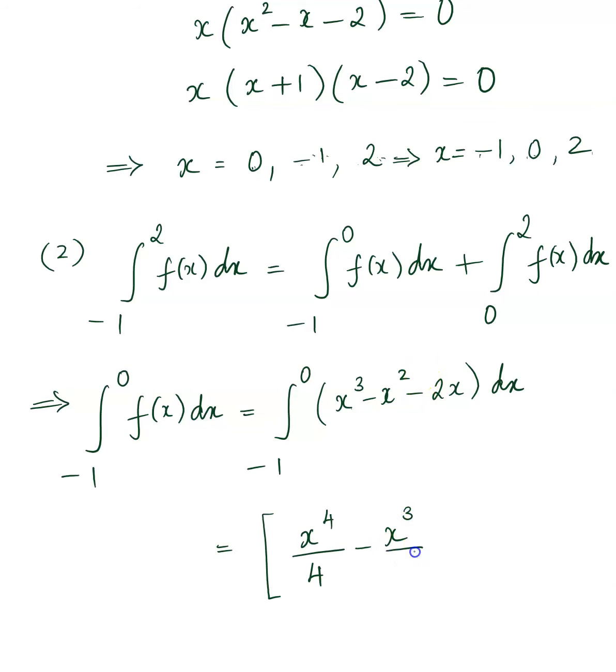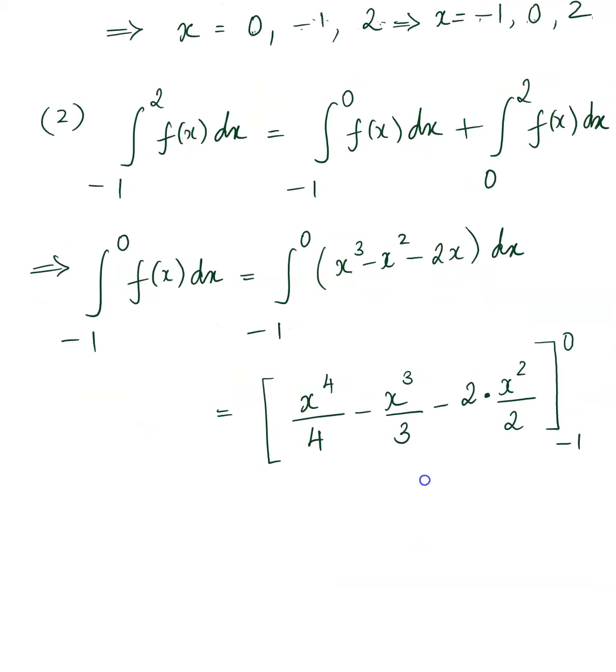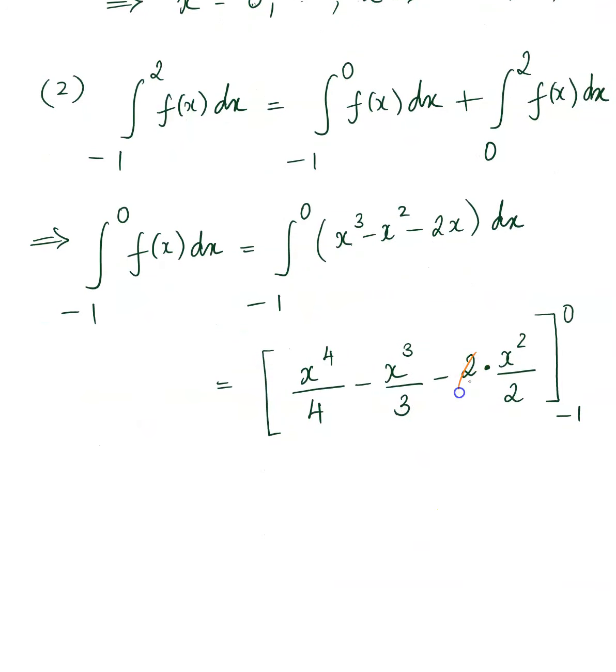So that's going to be x cubed over 3 minus 2 times, the power is 1, so 1 plus 1 over 1 plus 1. So x squared over 2, and the limits of integration will be negative 1 to 0. I can actually cancel the 2's off. That will make it a lot easier here.